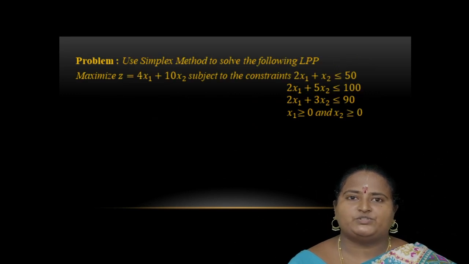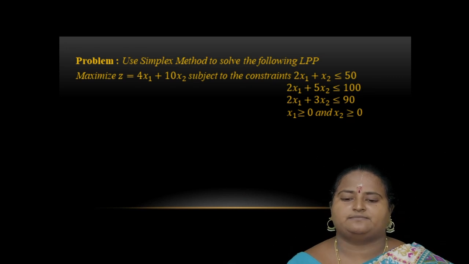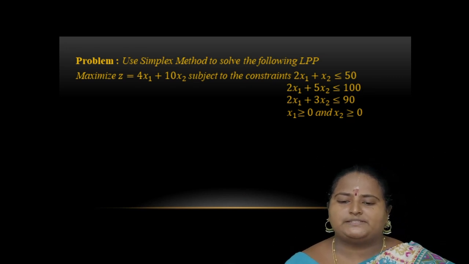Now we are going to solve a linear programming problem using Simplex method. The problem is maximize z equal to 4x1 plus 10x2 subject to the constraints 2x1 plus x2 less than or equal to 50, 2x1 plus 5x2 less than or equal to 100, 2x1 plus 3x2 less than or equal to 90, where x1 and x2 greater than or equal to 0.